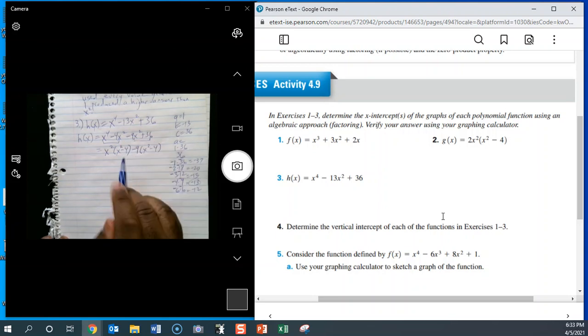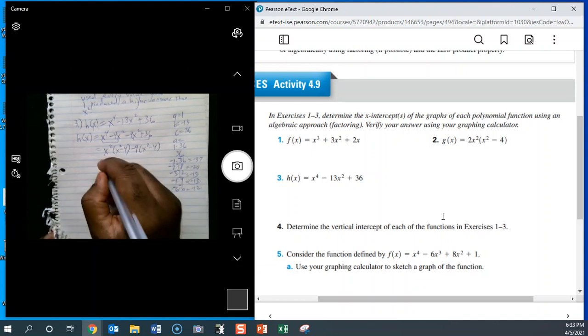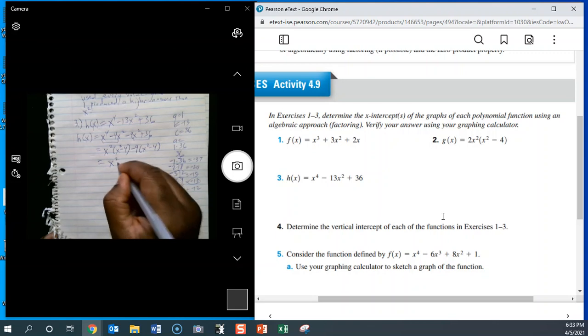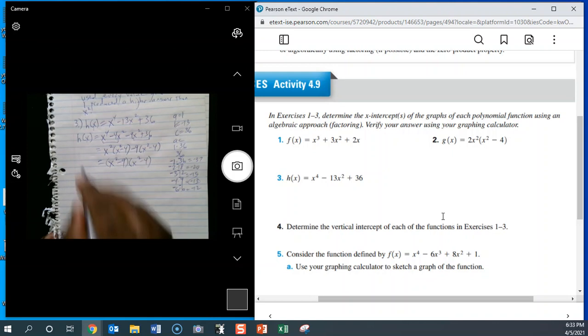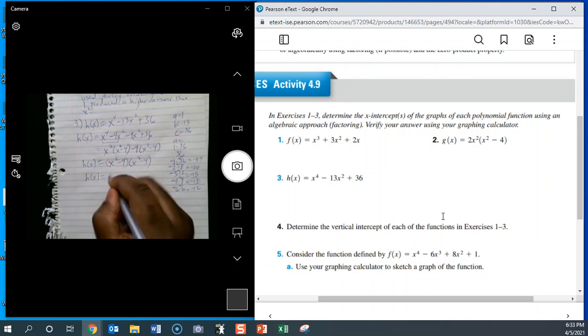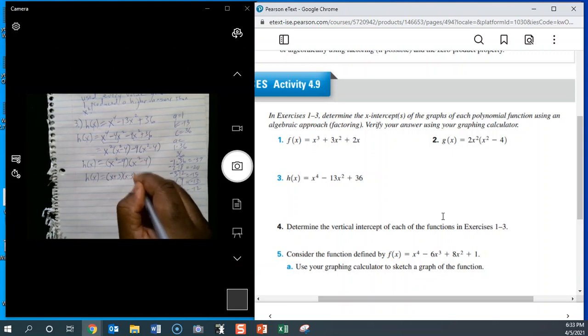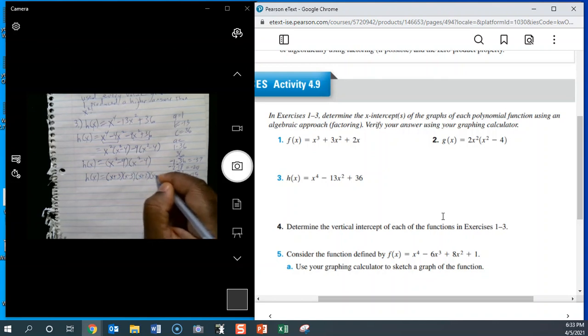I forgot to put the square here. Okay, so it's x squared minus 4, x squared minus 4. The two parentheses are the same. So we will have in one parenthesis x squared minus 9, and another parenthesis x squared minus 4. Now, these are the difference of two squares, so they can still be factored. X squared minus 9 becomes x plus 3 and x minus 3. X squared minus 4 becomes x plus 2 and x minus 2.